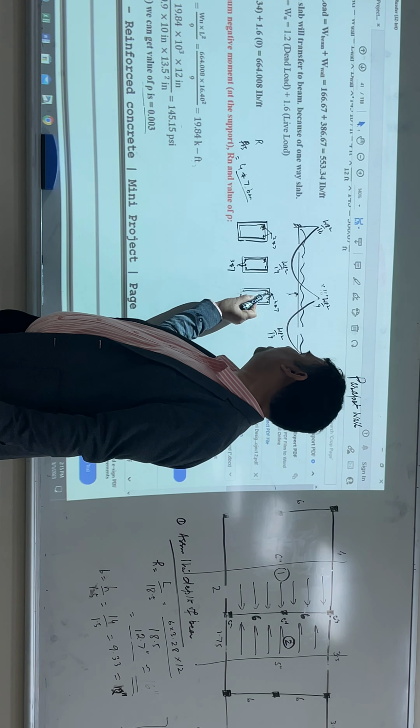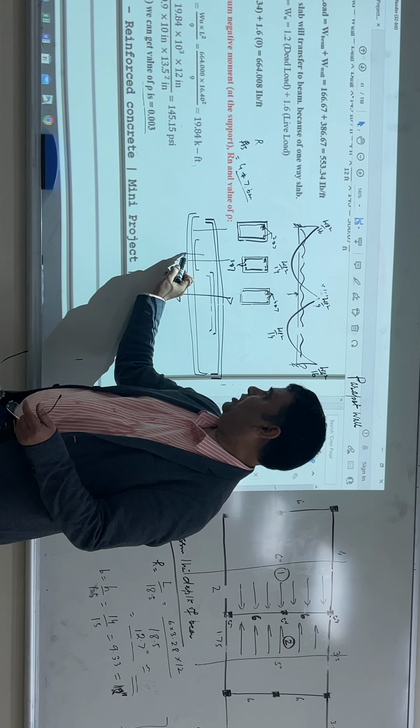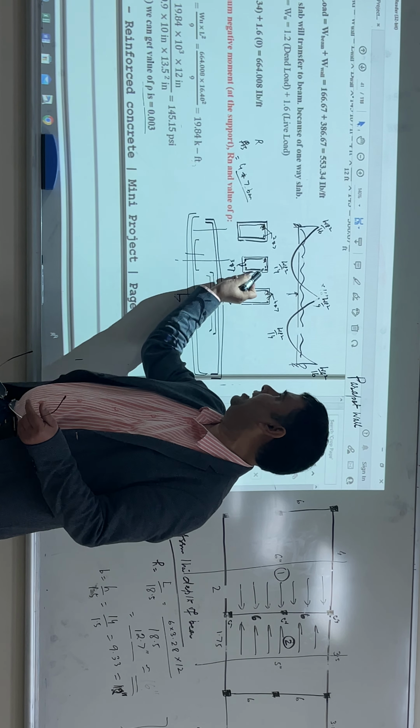Here 4, 4 here, so this is the support moment. If you cut a section here, you will find 4. If you cut a section here, you will find 2. If you cut a section here, you will find 2. Similarly, go to the bottom also. Here 2 will continue, and here 1 for this. So 3 at the bottom, 2 at the top.